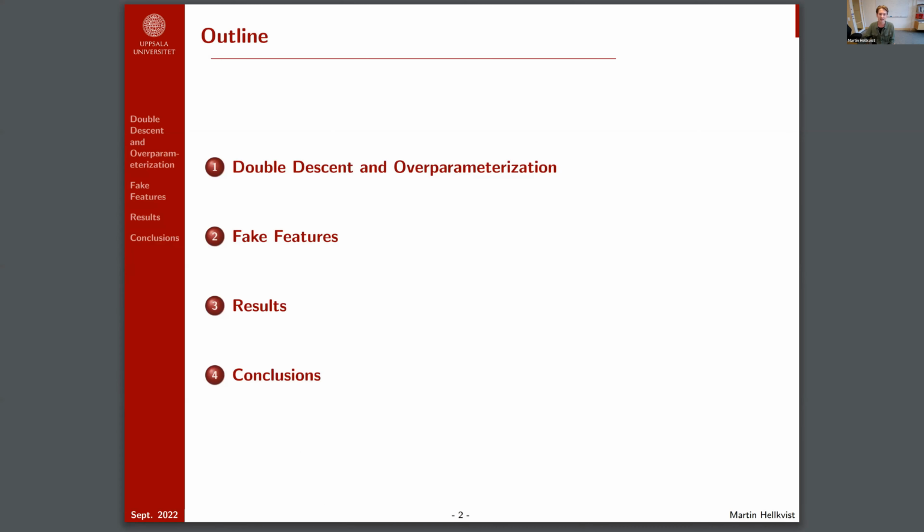So to set the scene, I would like to give some motivation to our problem by introducing you to the double descent phenomenon and overparametrized models. And then I will present the problem formulation, which is set up to study the double descent phenomenon using this concept of fake features. I will then give our analytical findings together with some visual representations and simulation results, and then continue with concluding the talk.